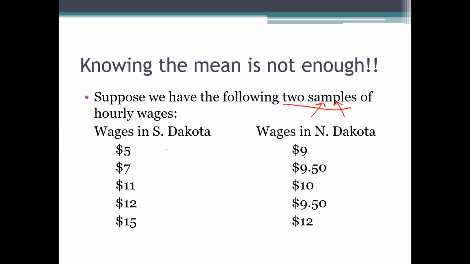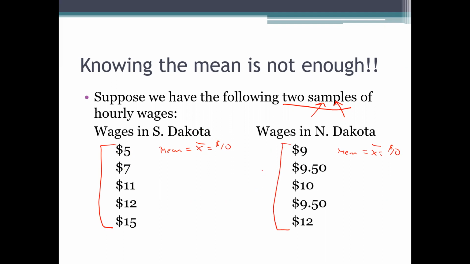If you were to calculate the mean for both of these wages, because it's a sample, it gets the X bar notation. You would add all these up and divide by 5. And in both cases, you would see that the average wage of this data set and the average wage of this data set is the same, it's 10. But look at the wages in South Dakota and look at the wages in North Dakota.